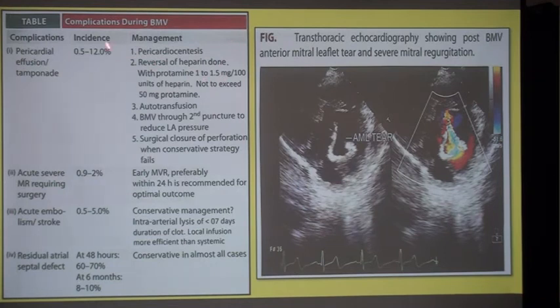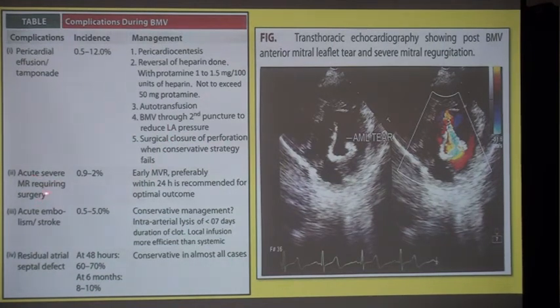How? With protamine, 1 to 1.5 mg per 100 units of heparin should be used, not to exceed 50 mg of protamine. Then autotransfusion is done. Then balloon mitral valvuloplasty through a second puncture to reduce LA pressure is done. Then surgical closure of perforation when the conservative strategy fails. Then you have to do surgical closure also.